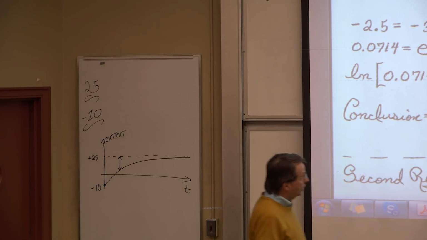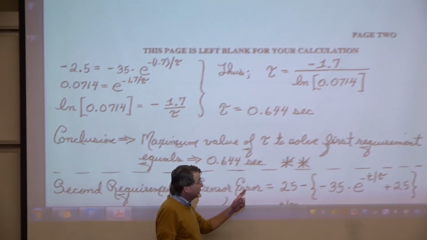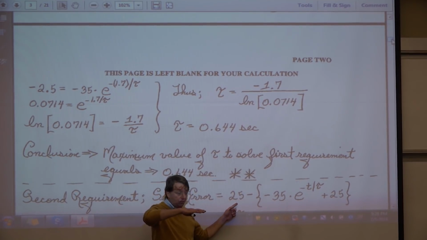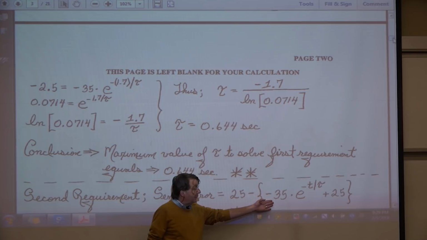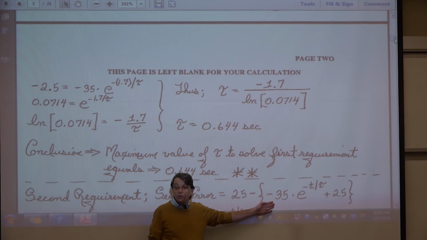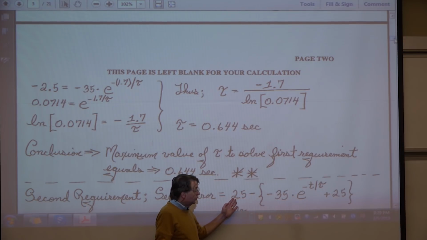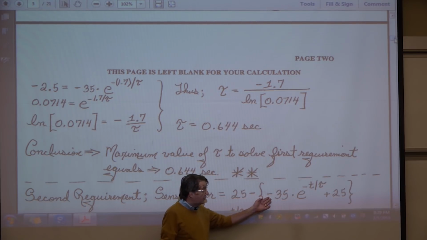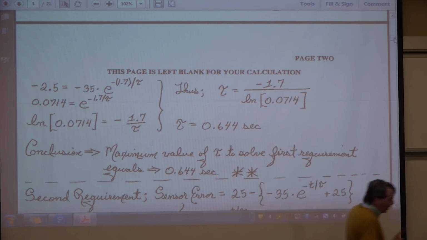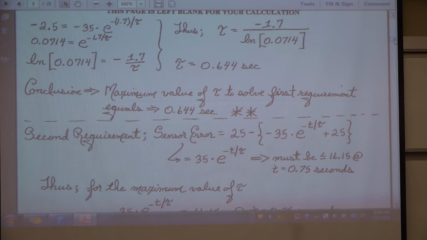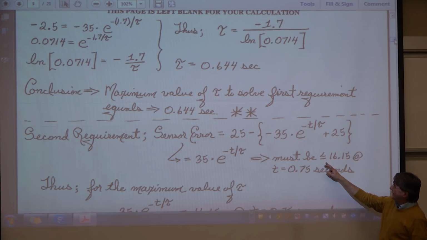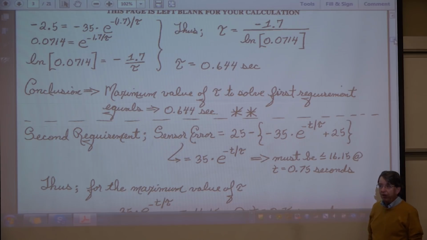So the sensor error is 25, that's the true value, minus the equation we derived, that's the measured value. So we have 25, which is the true value, minus the measured value. And I say, okay, remind me again, what are we required to achieve? That the error must be less than or equal to 16.15 at t equals 0.75 seconds.